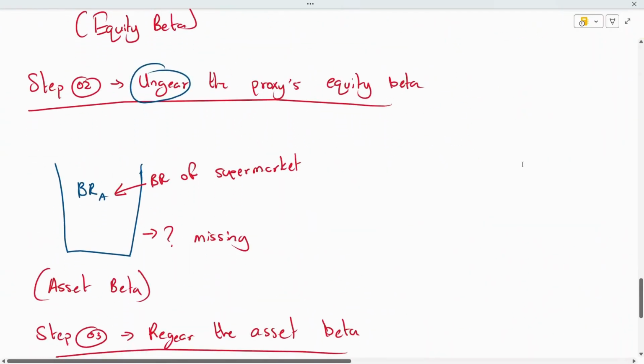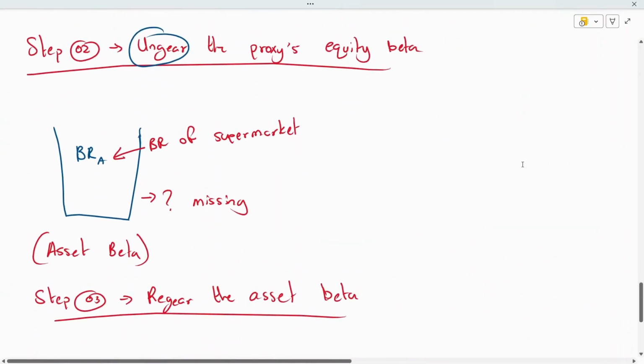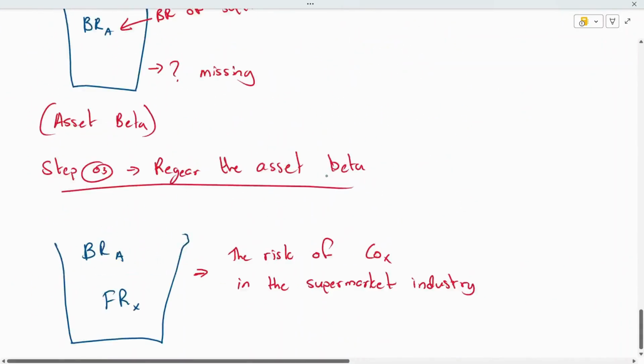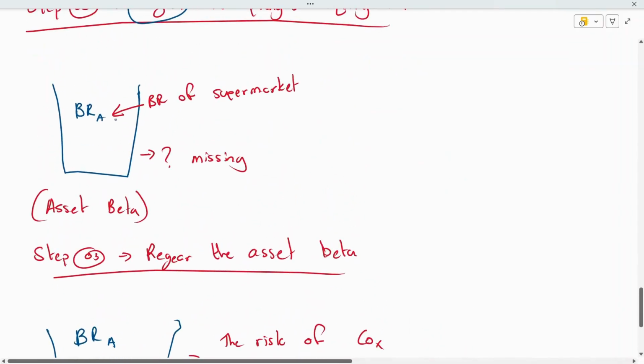So step two is what? Ungear the proxy company's equity beta. So we have ungeared it. We have the asset beta. So what is there is only the business risk of the recruitment consultancy industry.